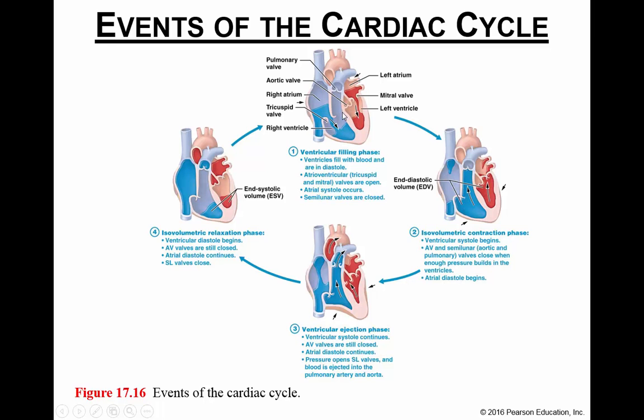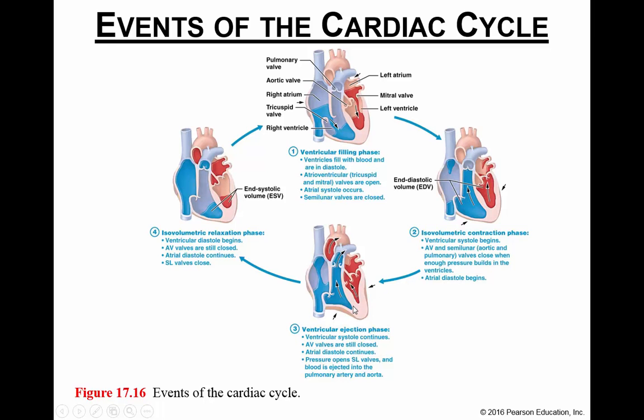The semilunar valves are closed. And then we get to ventricular systole. Now, we have end diastolic volume. We put all the blood here in the ventricles. Okay, it's going to be around 120. So the ventricles start to contract here. The pressure builds, but it's not high enough yet for the semilunar valves to open. And also, because systole in the ventricles has started, we've closed these AV valves.